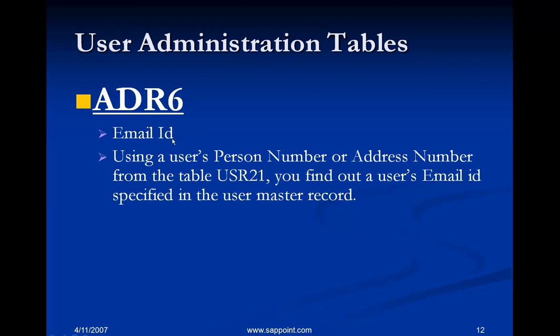ADR6. This table contains the email ID of the user. So again, for finding out the email ID of a user, you need to find out the person number from the USR21 table for that user, and then go to ADR6 and get the email ID for that user.